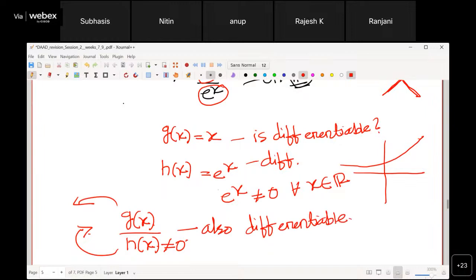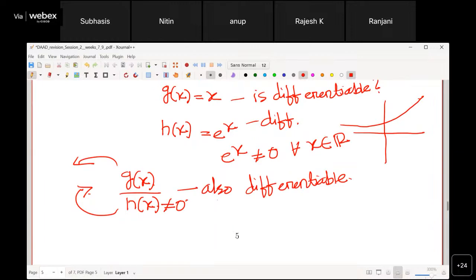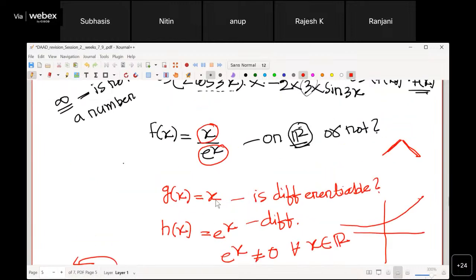Differentiable, correct? Okay. So that is what we are applying here. Here g of x is differentiable, h of x is differentiable. And one more thing, I can talk about this h of x because I can divide by this h of x, because my h of x is always non-zero. So now, by knowing that g of x and h of x are differentiable, I can say that g of x by h of x is also differentiable. So in particular, my function f of x is also differentiable.